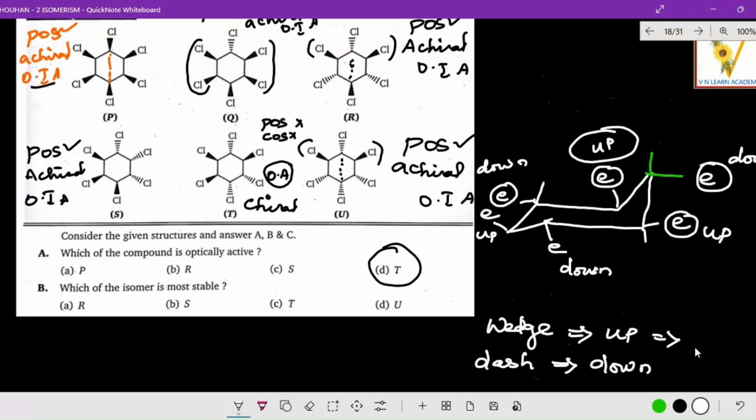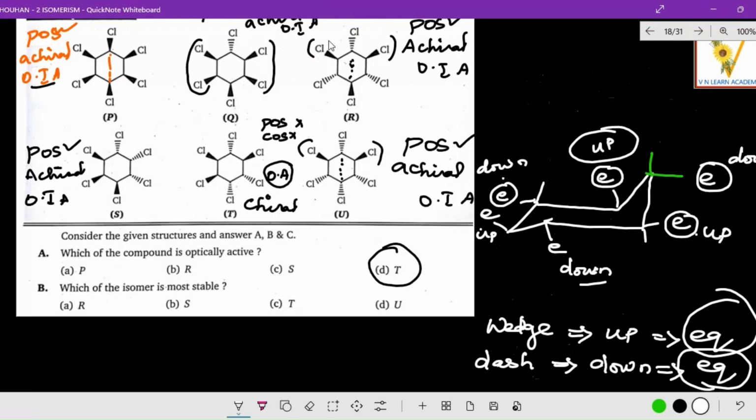Now, how to identify equatorial? Wedge upwards is equatorial, and dash downwards is equatorial. Now you see wedge upwards: this is up, this is up, and this is up, so wedge upwards is equatorial. And dash downwards: this is down, this is down, and this is down. Dash downwards is equatorial. I hope you got that clarity.